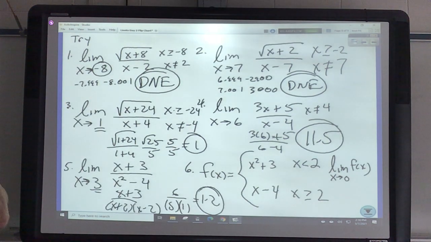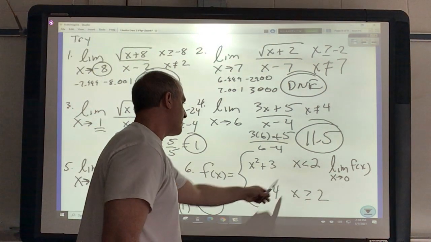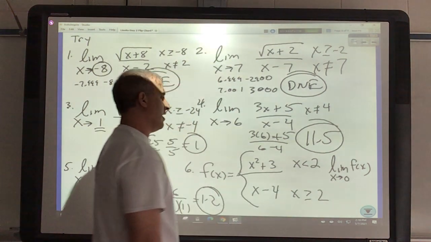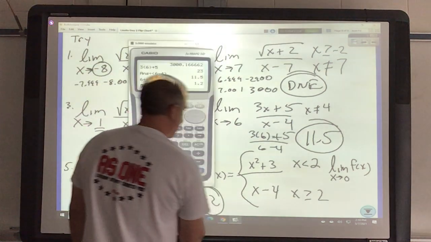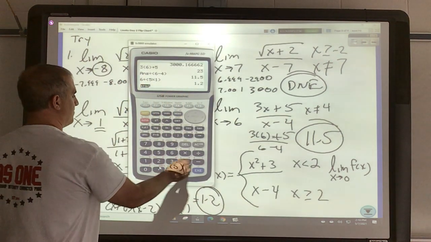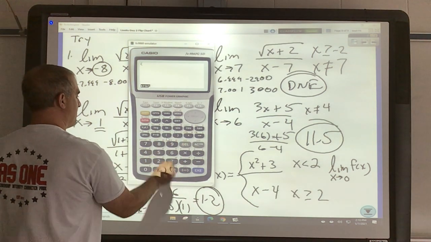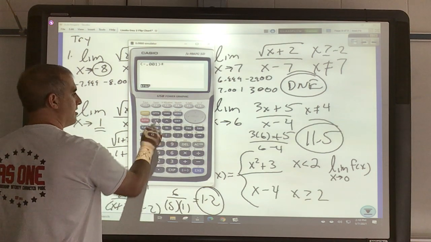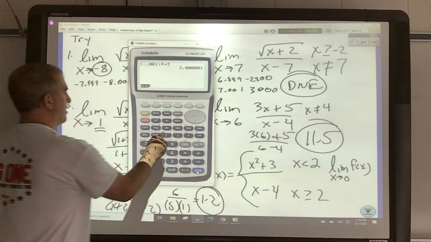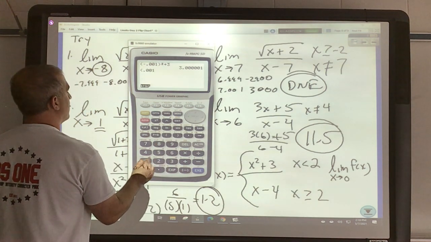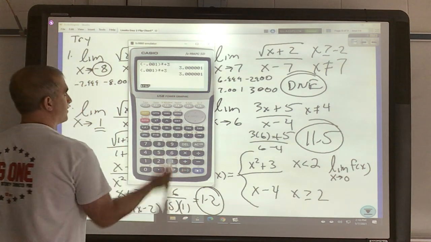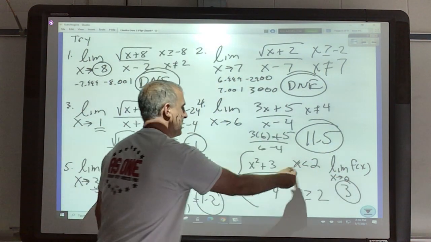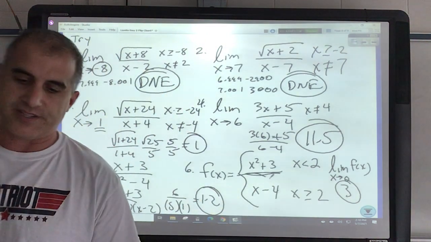Okay, the limit as x approaches 0. Once again, the 0 is well inside this part of the function. Okay, it's continuous there. And even if I were to try that at negative, let's say parentheses negative 0.001 squared plus 3, okay, it's about 3. All right, and then positive 0.001 squared plus 3, it's also 3. So my limit here is 3. Once again, because that's really inside of there, it's continuous. The only thing you have to worry about is the jump area there.